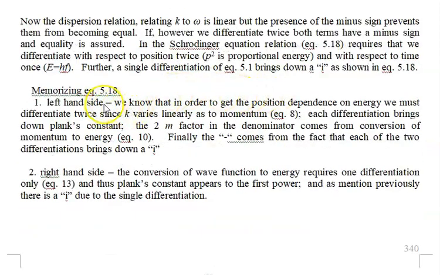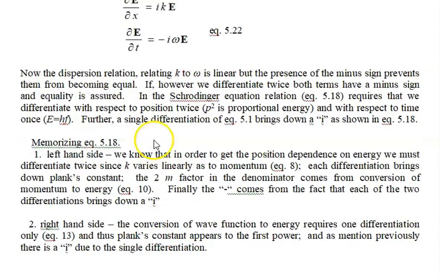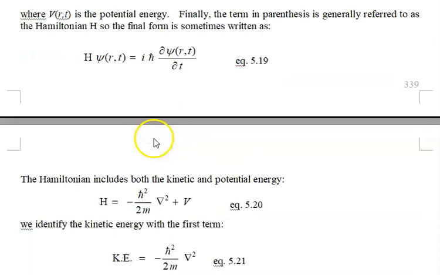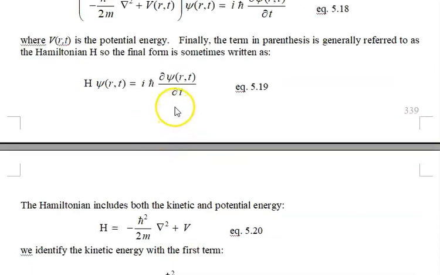I also have a little bit of mnemonics here, or tools, how we memorize the Schrodinger equation, but I think one of the most important things to keep in mind is that there is 1 differentiation with respect to time.